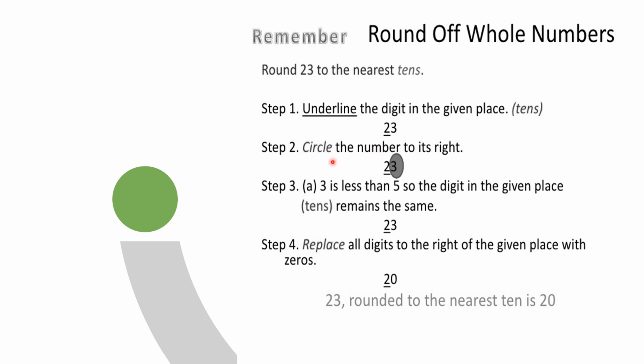The second step is to circle the number to its right. Here it is 3. 3 is to the right of 2, so we will circle this 3. Then we observe whether 3 is less than 5 or greater than 5. You know that 3 is less than 5. It means it is a situation of round down, so 23 will be 20. We replace all the digits to the right of the given place with zeros, and 2 will stay 2. There is no change in the underlined digit. That's why it is 20.